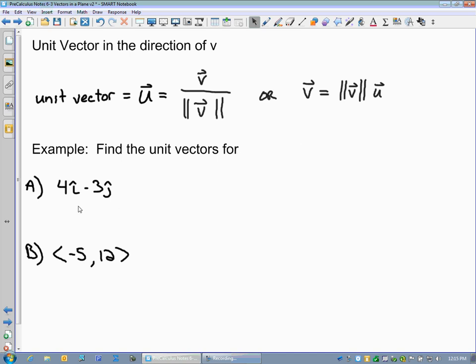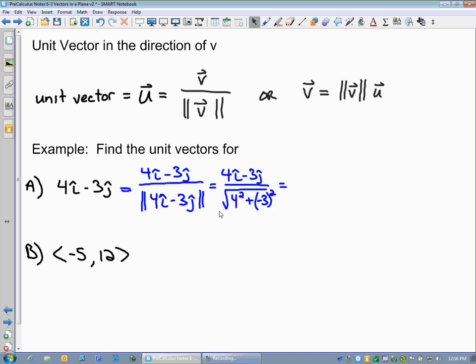So let's look at some examples here. We're going to find the unit vectors for one of them in hat notation, one in angle brackets. So 4i minus 3j: I'm going to take the original vector itself and use this formula, the original vector itself divided by its magnitude. Its magnitude is going to be the square root of 4 squared plus a negative 3 squared. In other words, this is my calculation for the magnitude. 4 squared is 16. Negative 3 squared is 9. If I add those together, I get 25. So I want the square root of 25, which is 5.